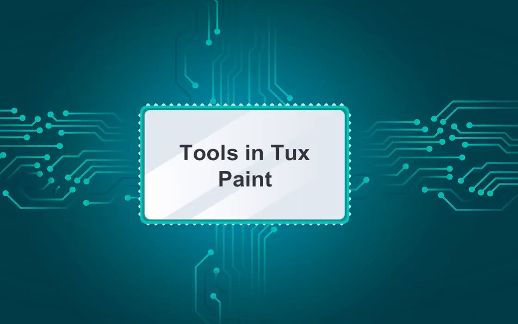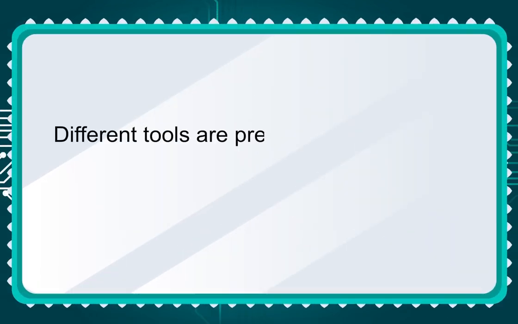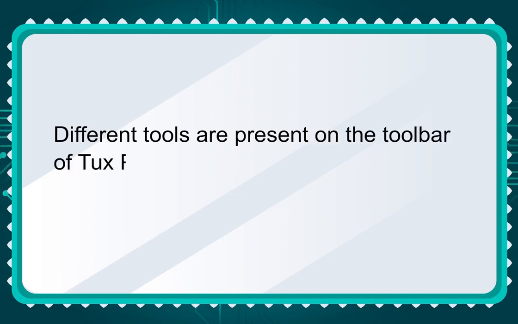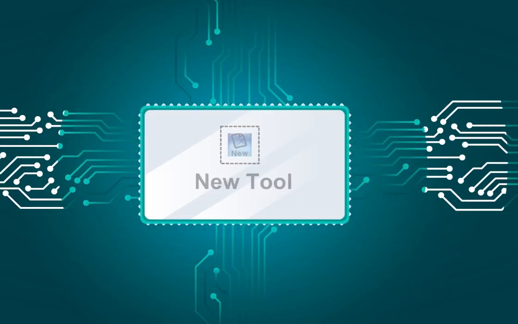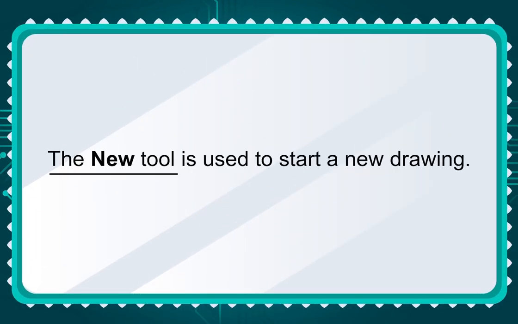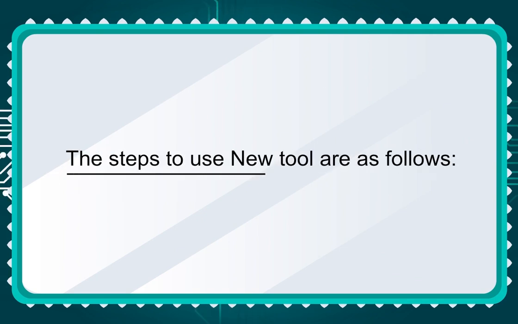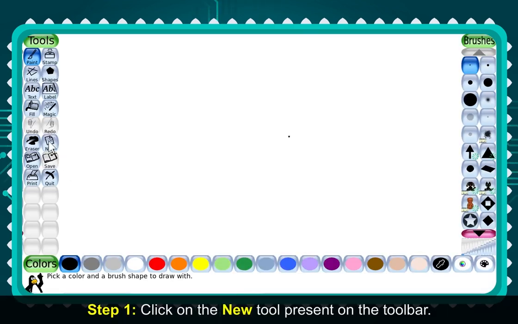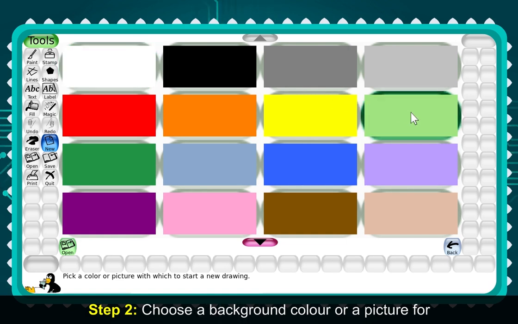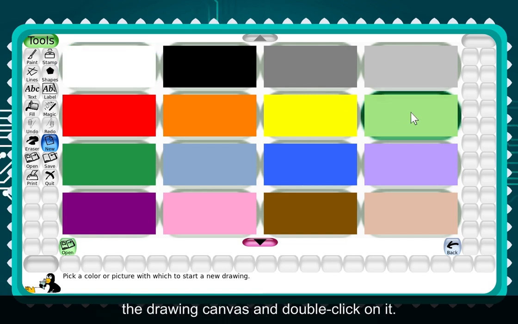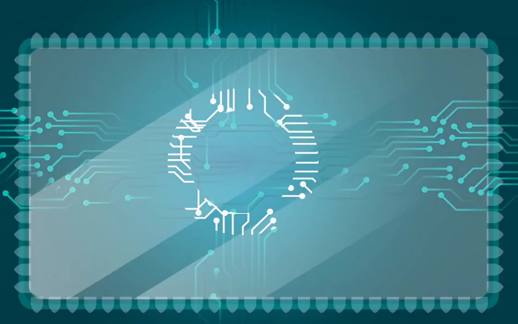Tools in Tux Paint. Different tools are present on the toolbar of Tux Paint. Let us learn about some of these tools. New tool. The new tool is used to start a new drawing. The steps to use new tool are as follows. Step 1. Click on the new tool present on the toolbar. Step 2. Choose a background color or a picture for the drawing canvas and double-click on it.